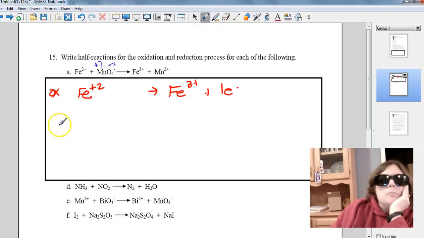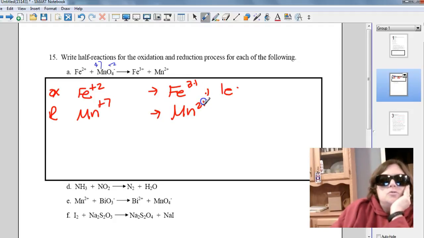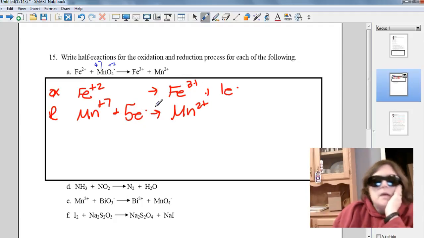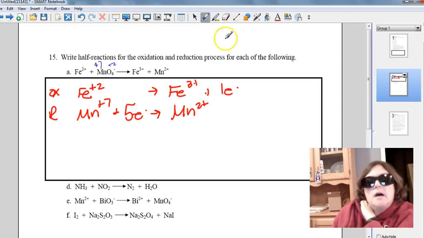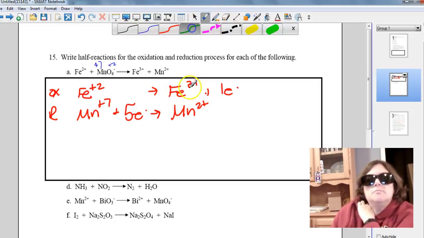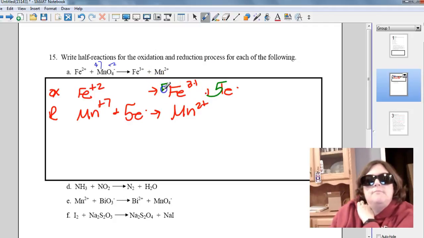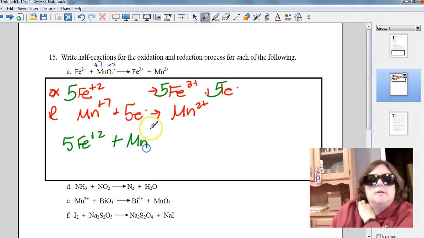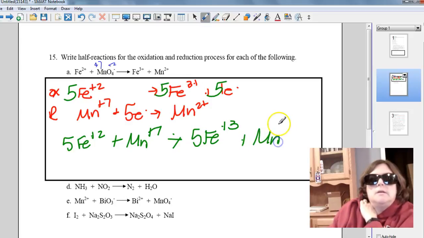Manganese is going from a plus 7 to a plus 2. So he is gaining 5 electrons. If I want to balance this, I will need how many of the oxidized reactions? We need 5. 5 Fe plus 2 plus 1 manganese plus 7 gives us 5 iron plus 3s plus 1 manganese plus 2.